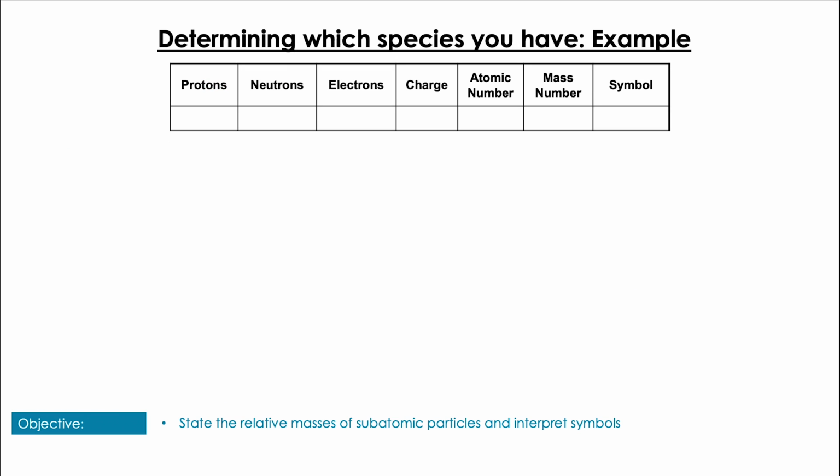But first, we can use this information to determine more about a species. So let's take something like this. We have a mass number, we have protons, and we have a charge. So how do we go about finding neutrons, for example?